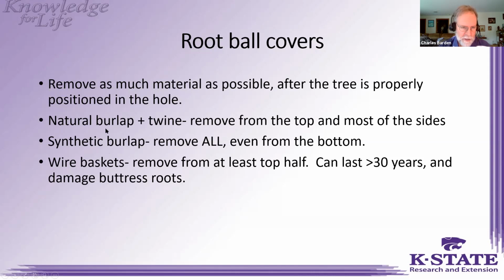Finally, in addition to the fabric wrap, there may be a wire basket around it, and remove this from at least the top half of the root system. The old belief is that the wire would rust in a few years in the soil, not lead to a problem. So many trees are planted with the wire baskets in place. We've seen upper branches of a tree die 10 years after planting. The tree seemed healthy, everything was going fine. Suddenly one large branch dies.